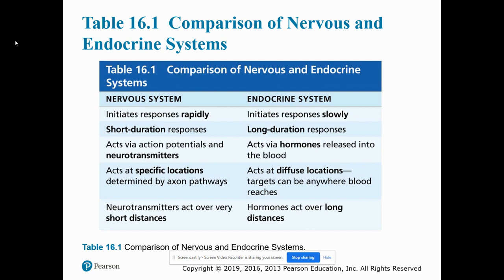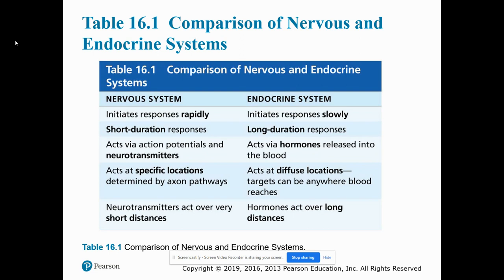The nervous system acts via action potentials and neurotransmitters. If you guys remember, that's how that nerve signal is sent, via an action potential. And then when it goes from one axon to another dendrite or cell body, it's going to go via a neurotransmitter or an effector, depending upon what we're talking about. The endocrine system is going to act via hormones that are released into the blood. That's it. As simple as that.